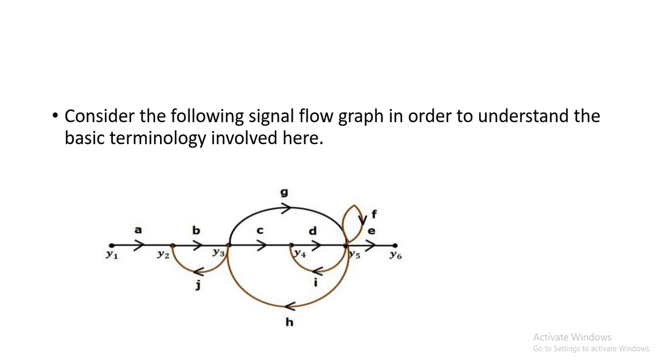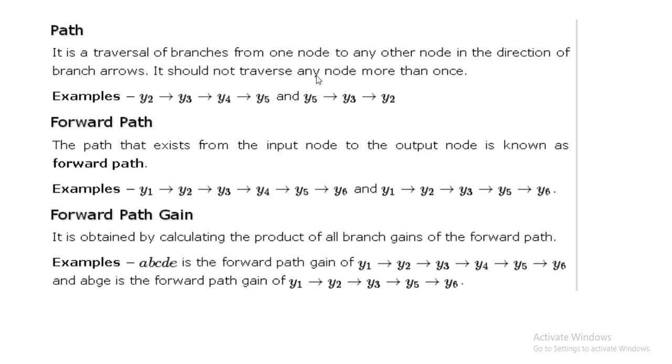Okay, so let us see one simple example for the same. Consider the following signal flow graph in order to understand the basic terminology involved here. So this diagram we have to take for the solution. Carefully see, these are the nodes y1, y2, y3, y4, y5 and y6. Now how do we have to solve this? First, just consider the different terminologies that we are using.